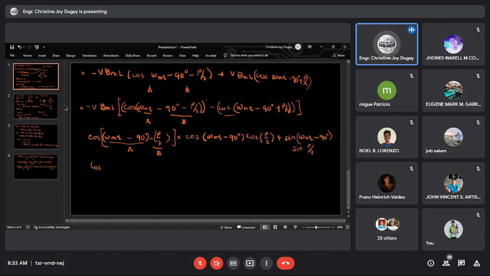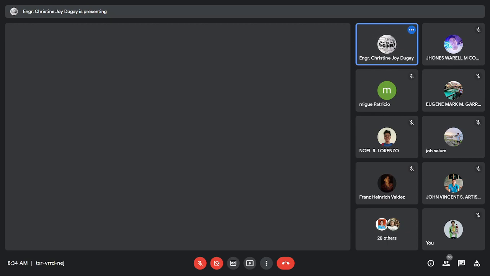And for cosine naman, this one. So, ito yung A natin. And this is B. So, ang quantity natin is cosine omega mt less 90 degrees. And then, i-plus natin. So, if that is plus, maging minus mamaya. So, that is equal to, if this is A and this is B, cosine A natin is omega mt.